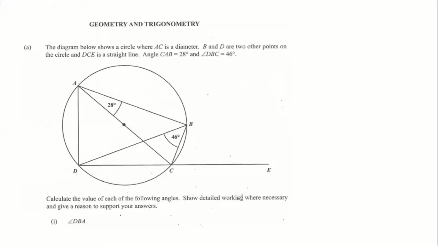Show detailed working where necessary and give a reason to support your answer. The first question that we're asked to find is angle DBA. Let's rewrite that up here. So I want to find this angle DBA. Where is that angle? DBA is this angle right here, this little angle right here. That's the angle that we are interested in.